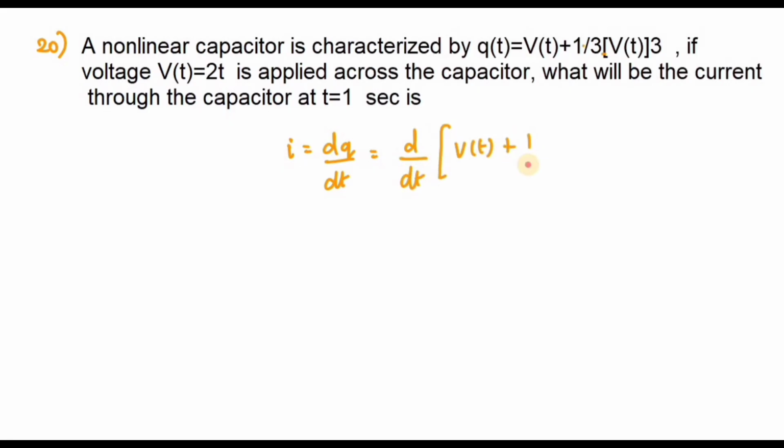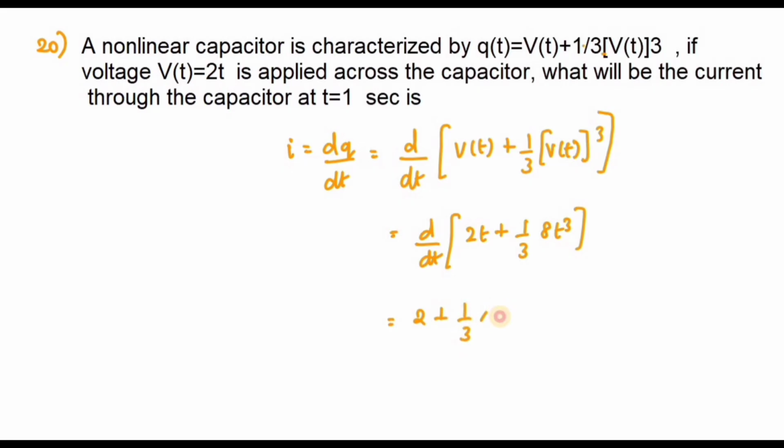You know that i is equal to dq by dt, so I'm going to substitute that value, which is given in the question. If I differentiate with respect to T, and V of T is equal to 2T, I'm going to substitute the value. After that, I'm going to differentiate. So I'll get 2 times 3 into 8 into 3T square. If I substitute T is equal to 1, I'll get 2 plus 8 is equal to 10. So this is 10 milliamps.